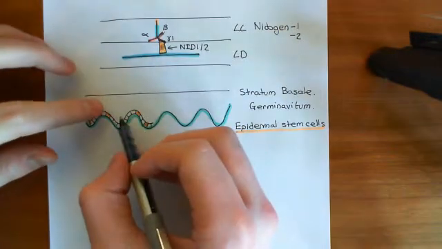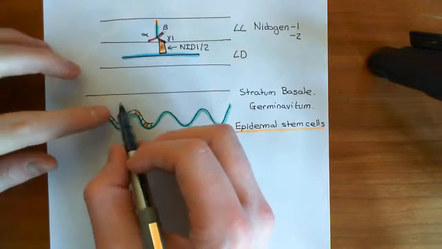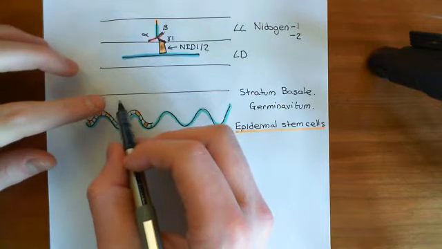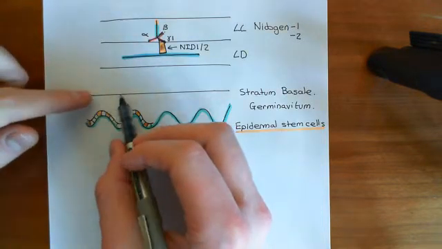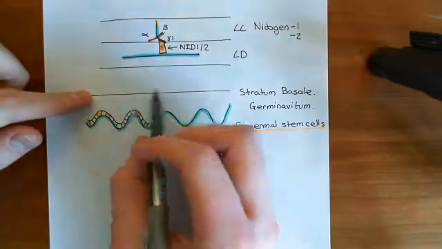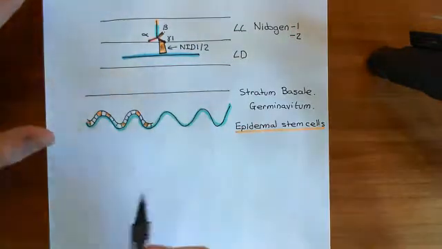And basically, all the way through the different layers of the epidermis, the cells are changing, still undergoing the differentiation process, and they only finish the differentiation process once they get to the outermost layer, and then they are shed away.